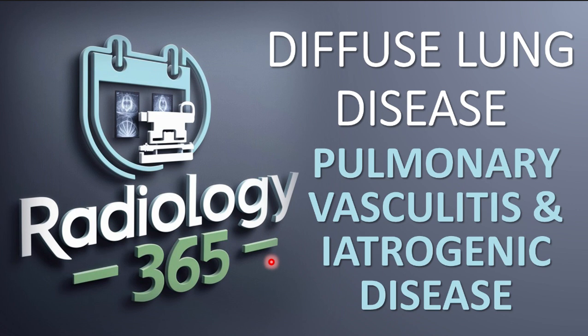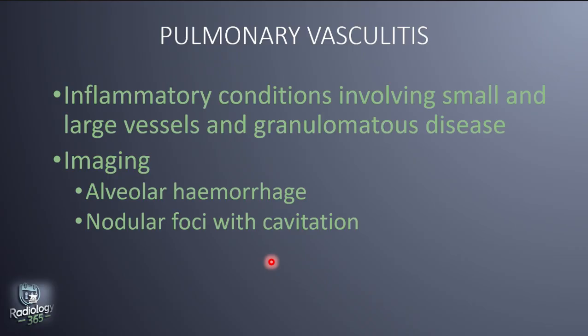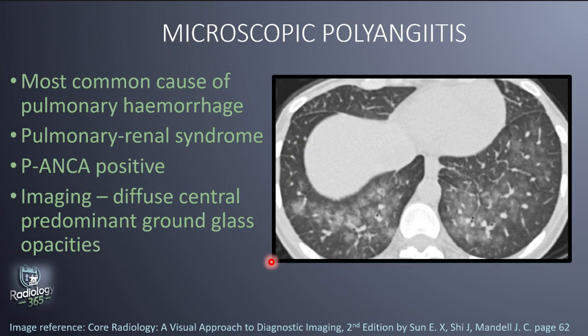Still on our discussion on diffuse lung diseases, we are going to be talking about pulmonary vasculitis and iatrogenic lung disease today. So let's start off with pulmonary vasculitis. As the name implies, itis is inflammation, vascular means blood vessel. Therefore, pulmonary vasculitis would include a group of inflammatory conditions involving small vessels, large vessels, and there's also a granulomatous component to this. The imaging manifestations would include alveolar hemorrhage because of the small vessel involvement and nodular foci which may cavitate. So let's begin with microscopic polyangiitis.